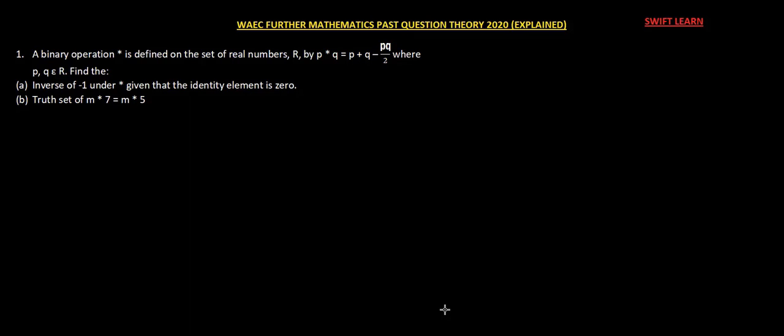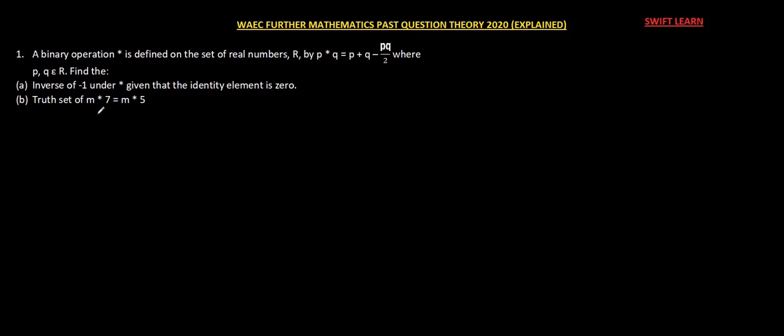So R signifies real numbers by P operation Q equals P plus Q minus PQ divided by 2, where P, Q belong to R. Find A, the inverse of -1 under the operation given that the identity element is 0, and B, the truth set of M operation 7 equals M operation 5. So let's get started and start solving our question.